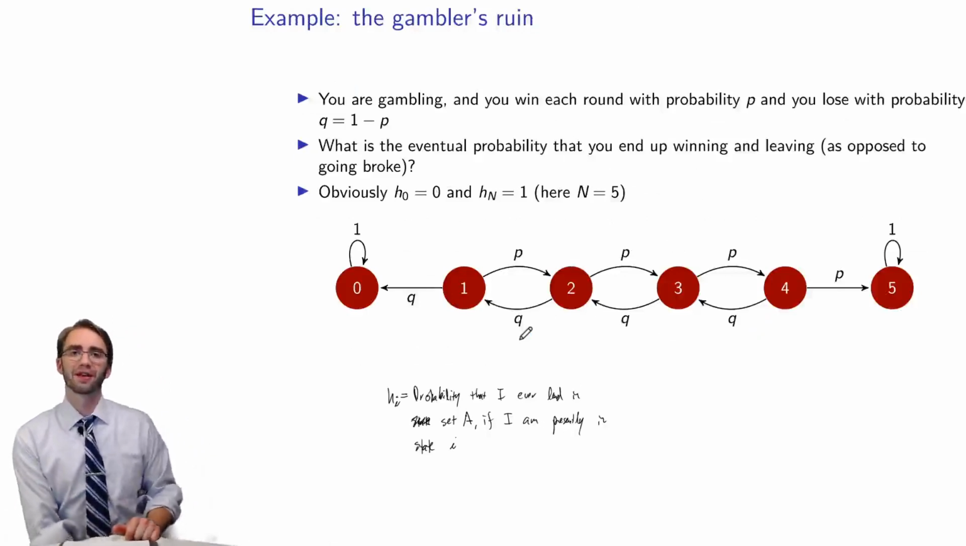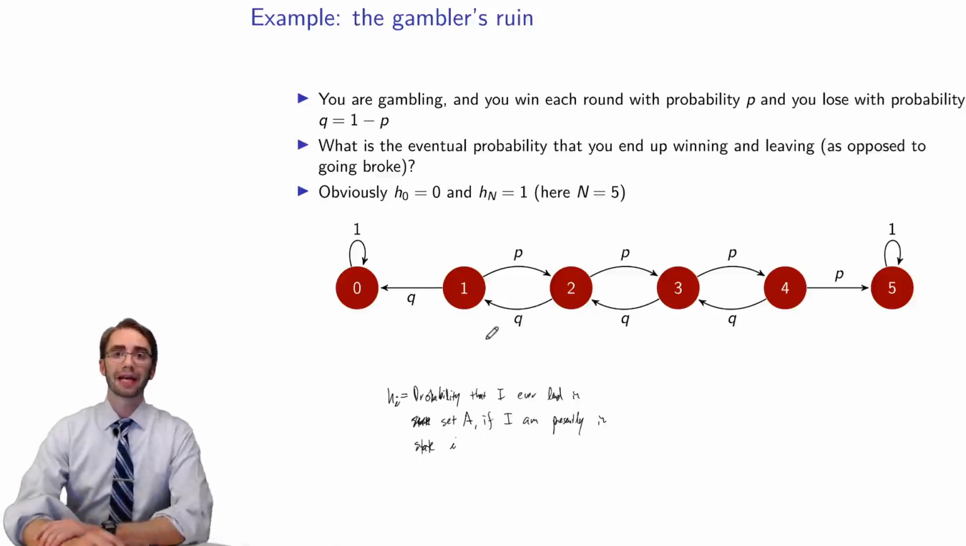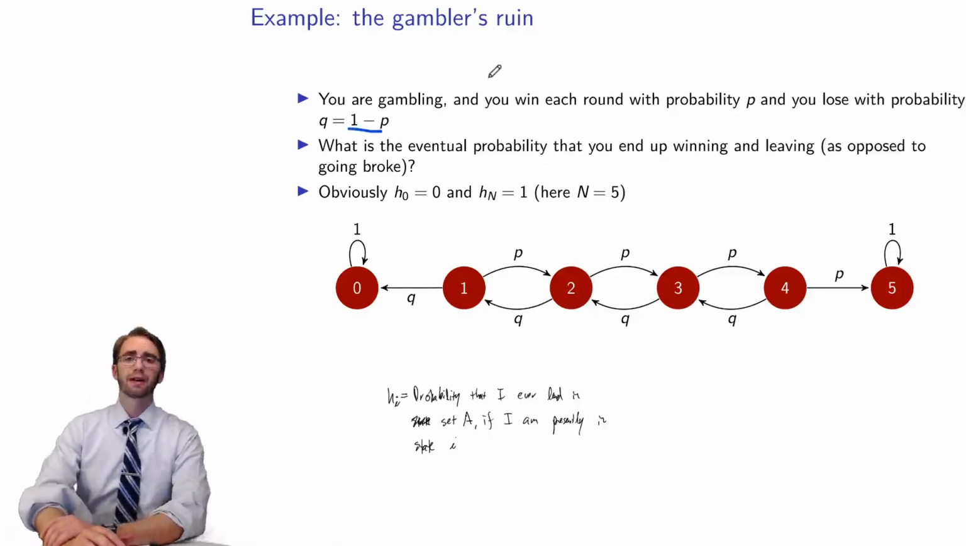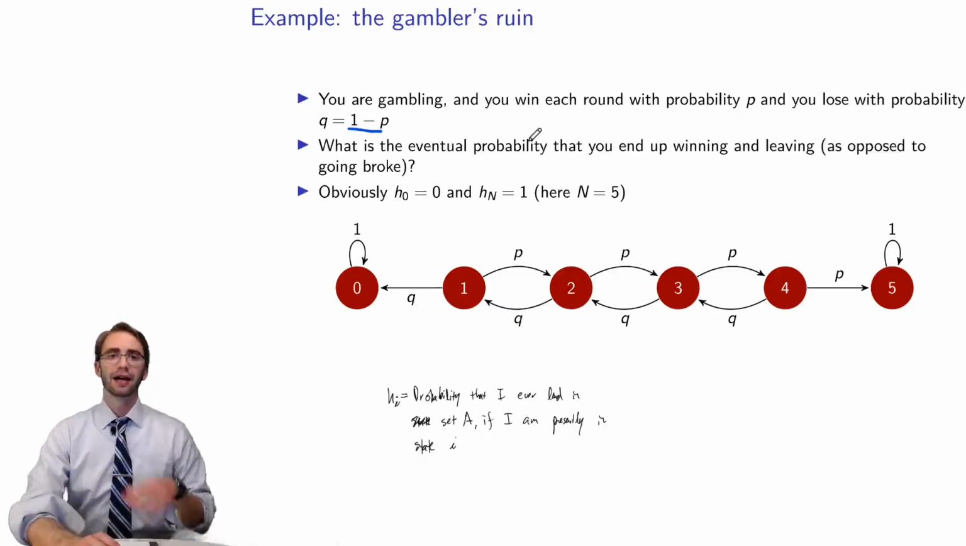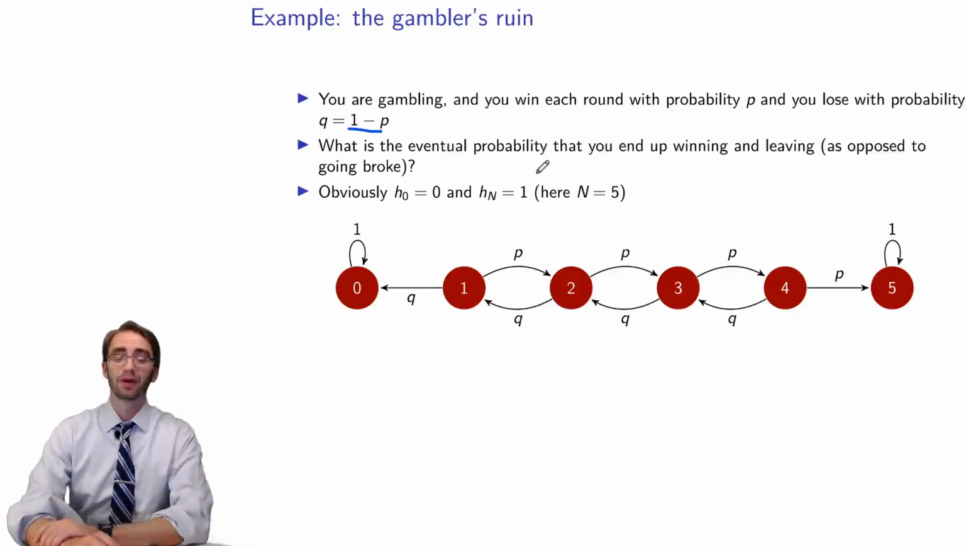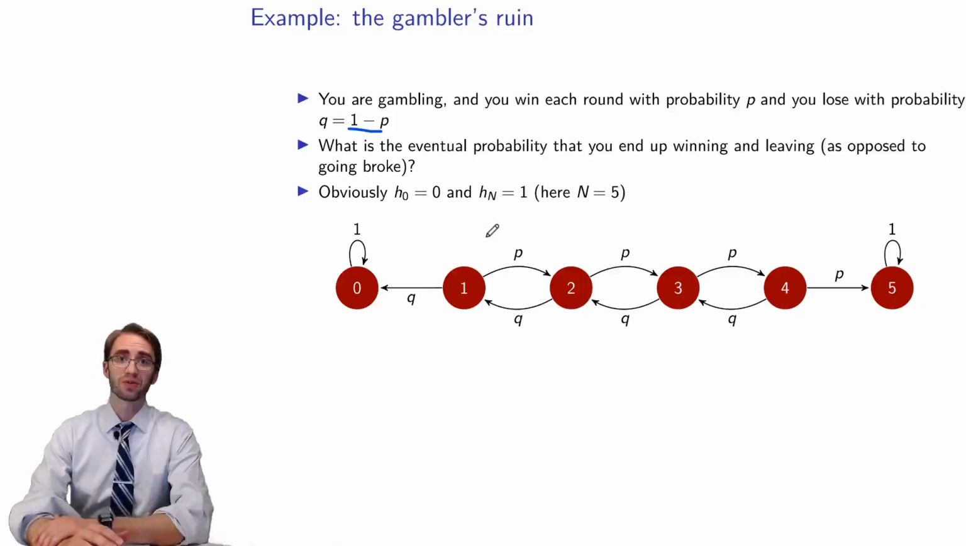This is something called the gambler's ruin, as I mentioned before, where you're gambling and you win each round with probability P and you lose with probability Q, which is 1 minus P. We're going to ask, what is the eventual probability that you end up winning and leaving the game, versus going broke? What is the probability that eventually you win or that eventually you lose?